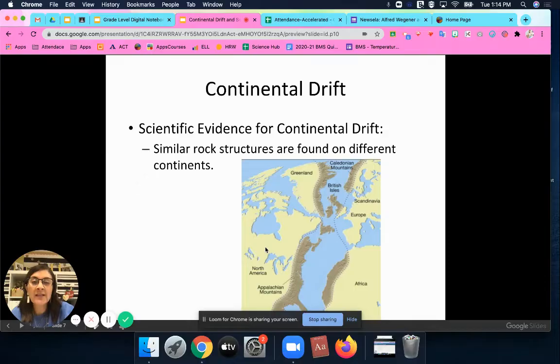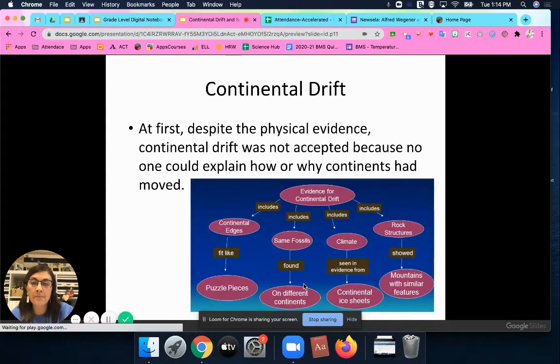Another piece of evidence is that similar rock structures are found on different continents. So once again, if we push these together like puzzle pieces, these mountain areas and what makes them up are very similar to one another. So they more than likely broke apart in this area.